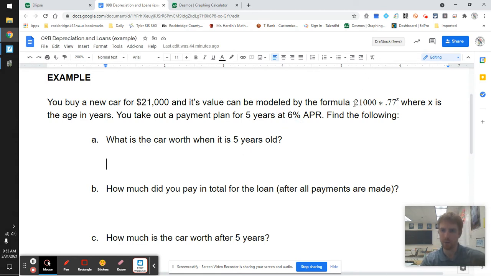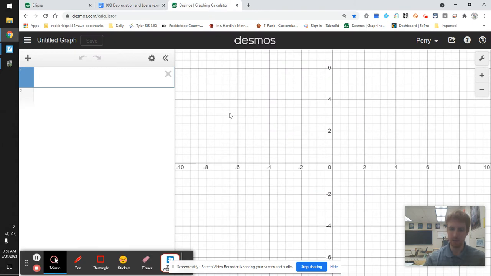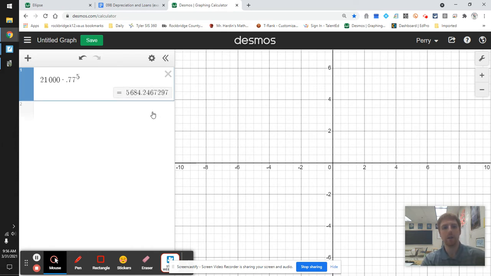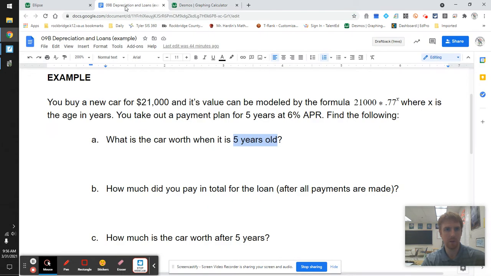All right, well, we've got a formula that tells us about the car's value, and X is the age in years. So we're going to plug in 5, 5 years old, for X. And I'm going to do that in Desmos, 21,000 times 0.77 to a power, shift and 6, caret button on the keyboard, and I'm using 5 years. And there you go. It's going to be worth $5,684.